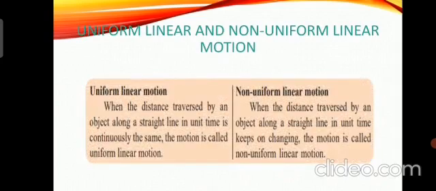Now, let us study the difference between uniform linear motion and non-uniform linear motion. In uniform linear motion, when the distance traversed by an object along a straight line in unit time is continuously the same, this motion is called uniform linear motion. When the distance traversed by an object along a straight line in unit time keeps on changing, the motion is called non-uniform linear motion.